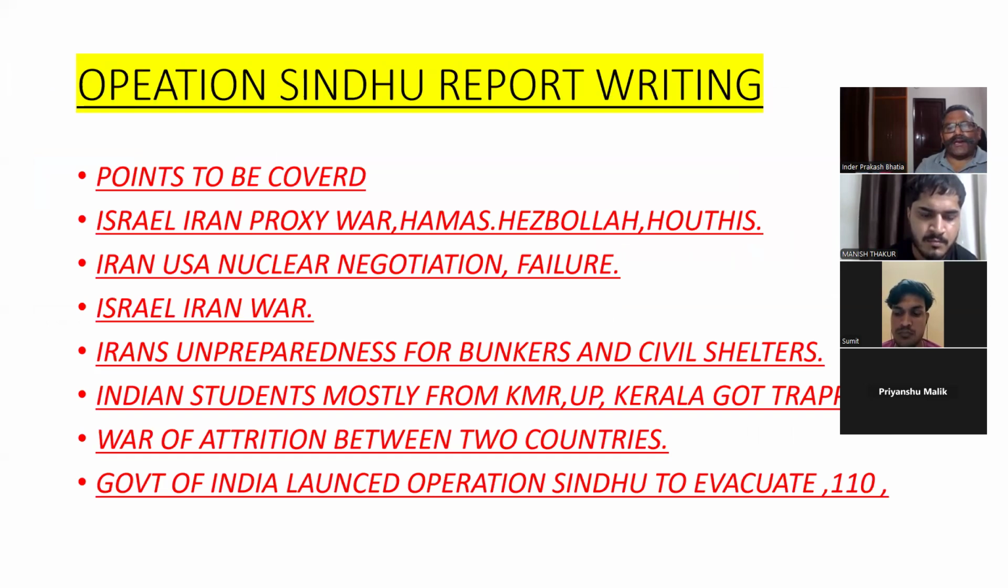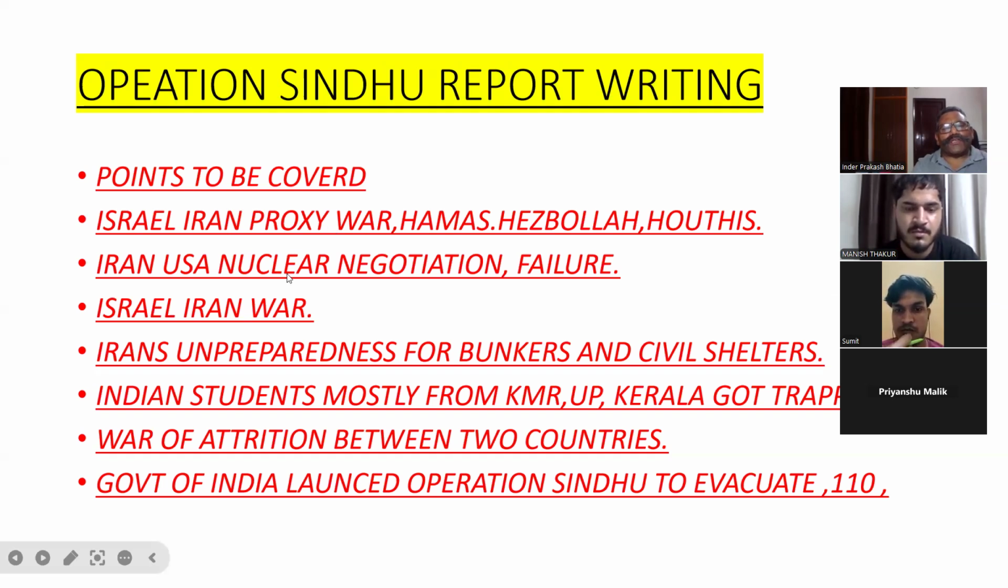Iran, USA nuclear negotiation failure. 4 times at 4 places they held the negotiation, but Iran did not sign the treaty for denuclearization. By denuclearization it means Iran was at the verge of making atom bombs. It was believed that 10 atom bombs were to be made by Iran and probably they were to be used against Israel.